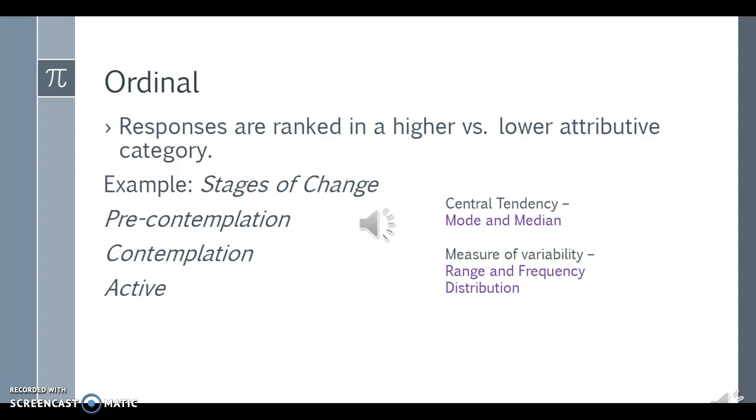To measure the central tendency, you would use the mode or the median. And to measure the variability, you can use the range or, again, the frequency distribution.